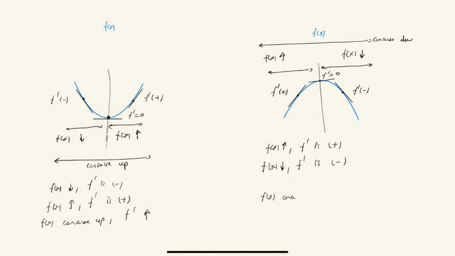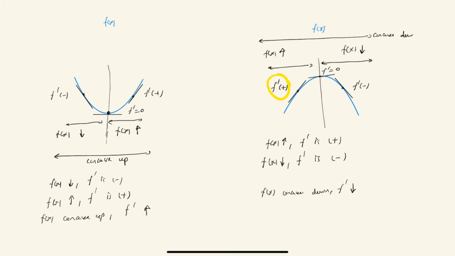For the second graph, we can notice that f of x is concave down. And as we go from left to right, we notice the first derivative is decreasing, since first it's positive, and then 0, and then it's negative.